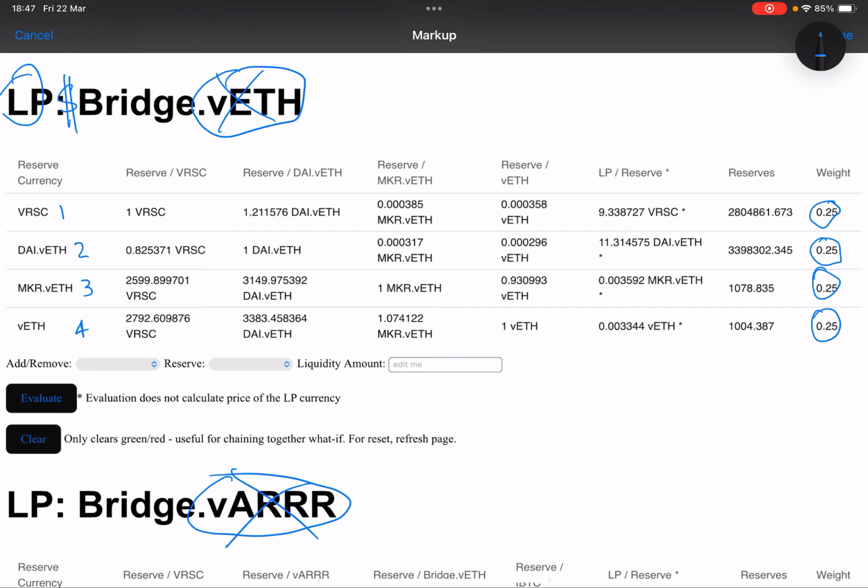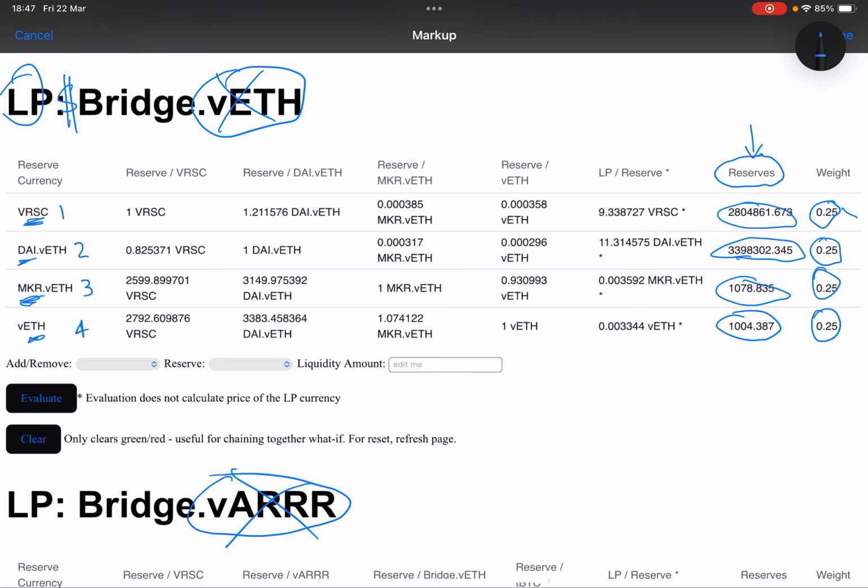Now, what we didn't go through in the previous video is reserves. So this is what makes up the basket currency's value. Here we can see we've got 1004 ETH. We've got 1,078 Maker. We've got 3,398,000 DAI. And we've got 2,804,000 Verus.